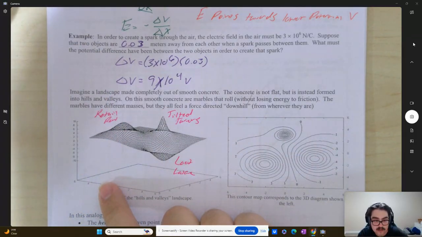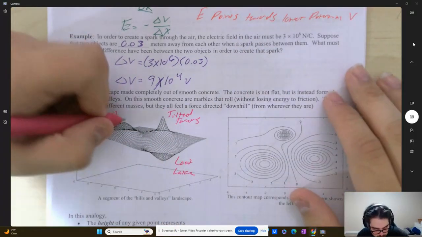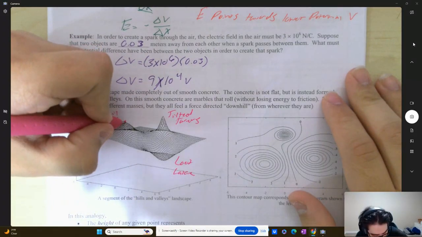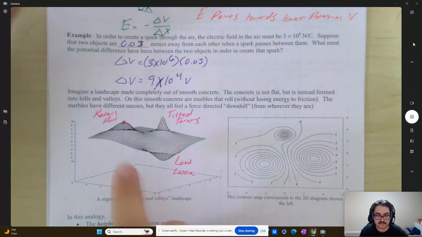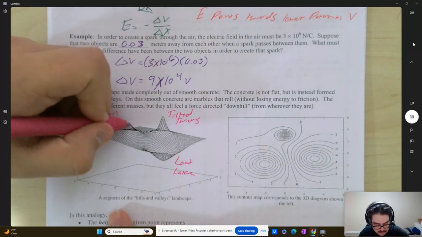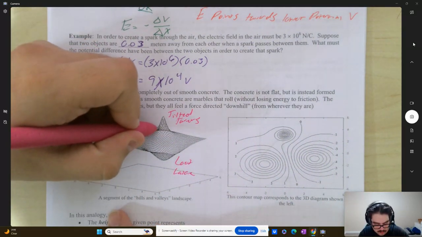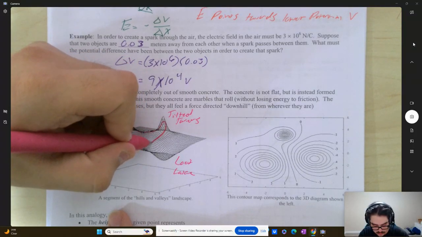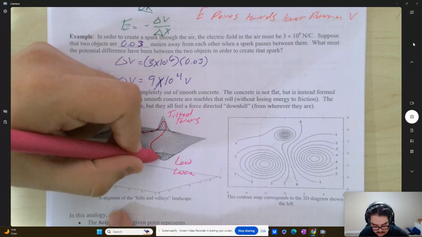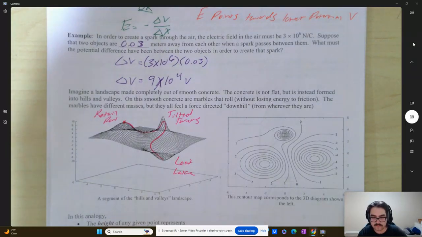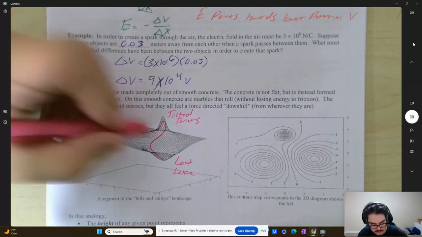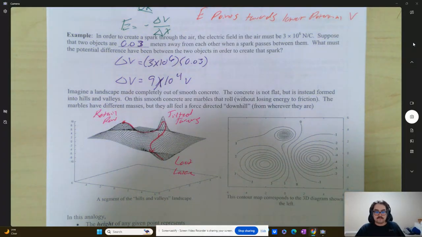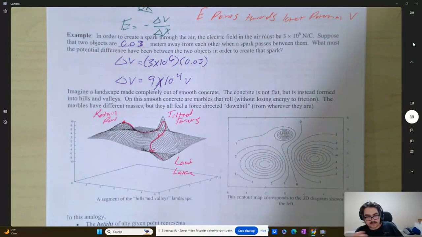Let's pretend we have a bunch of marbles that we start at Retail Row and then let go down. If you take the marble here, it's going to roll down the hill, come up to Tilted Towers, half-pipe a little bit, and then go throughout the landscape until it gets to the lowest point. That's how marbles work. That's an example of what that looks like.